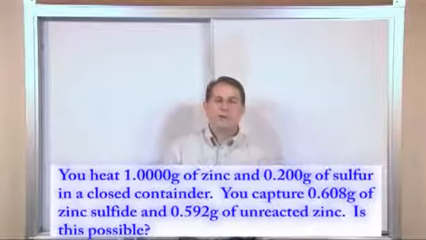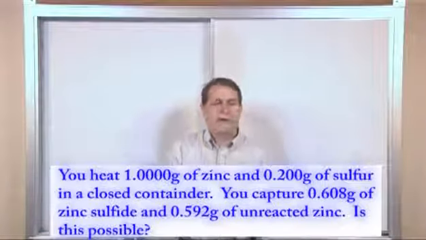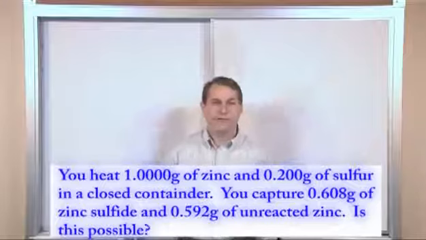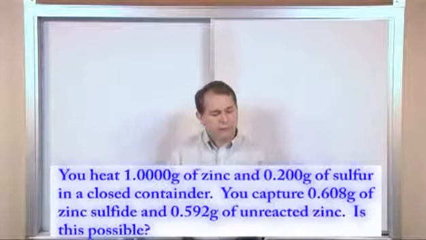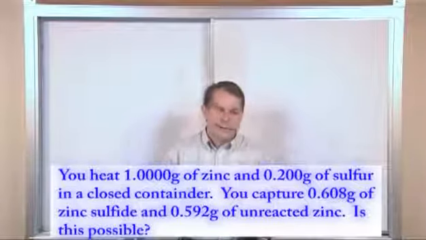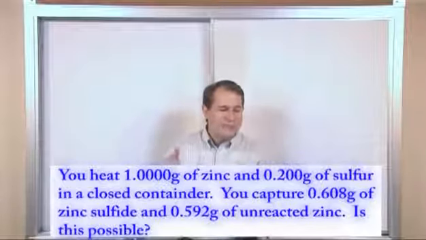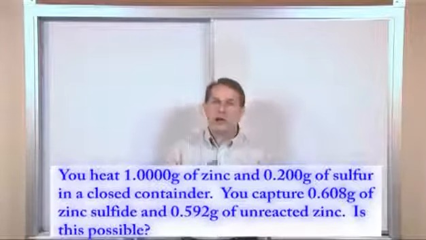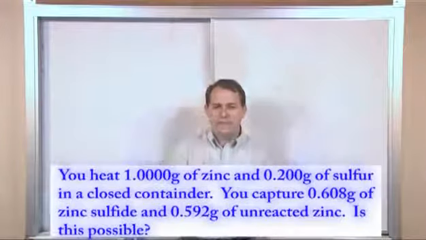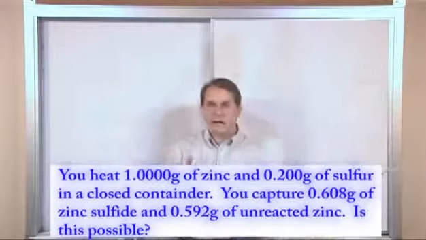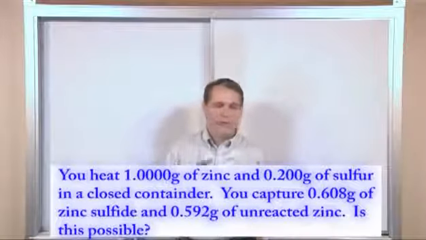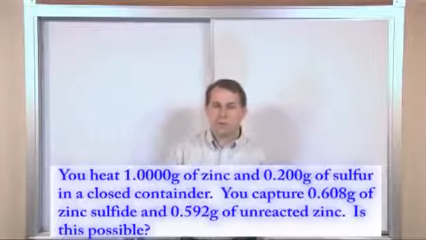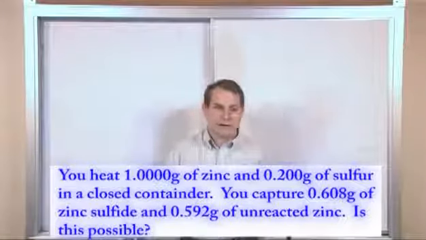So what we need to do is really read this problem and avoid the temptation to just start adding numbers together. We really need to understand what's happening so that we'll know what to do. So let's read it one more time. We have 1 gram of zinc, and we heat it with 0.2 grams of sulfur in a closed container. So we have a closed vessel, nothing can get in, nothing can get out. We heat the zinc and the sulfur in the container and let the reaction proceed. So there's some kind of chemical reaction, zinc and sulfur coming together.